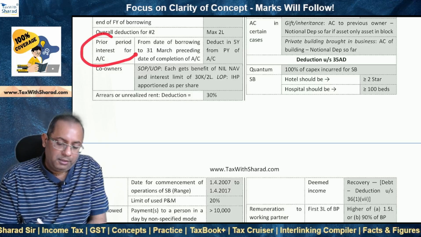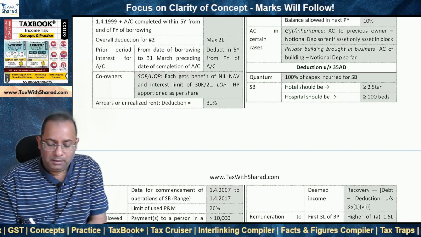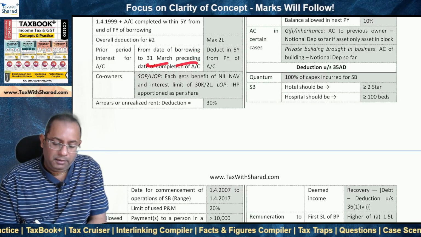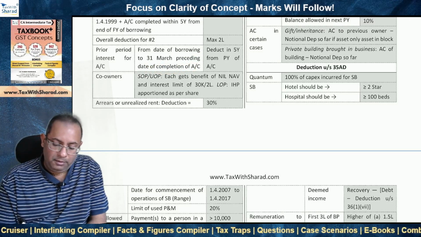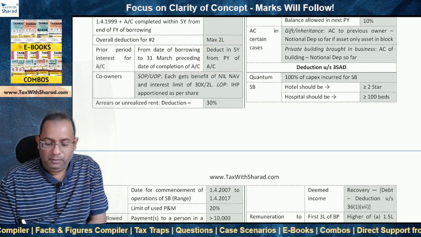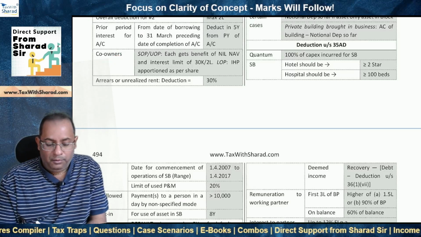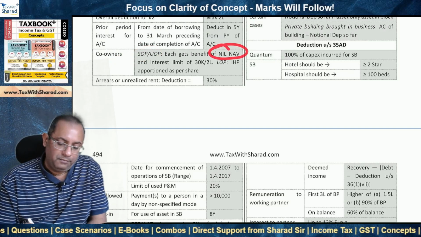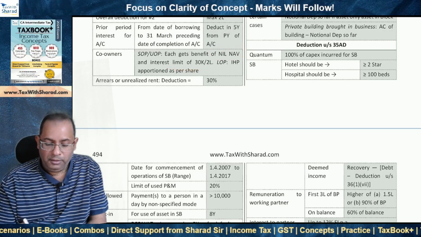Now, prior period interest is allowed as deduction in the case of acquisition or construction. Prior period interest is from the date of borrowing to the 31st March preceding the date of completion of acquisition or construction. And the interest is deductible in 5 equal annual installments starting from the previous year of acquisition or construction. In the case of co-owners, where it is a case of SOP or UOP, each co-owner gets the benefit of nil NAV, and also the interest limit of 30,000 or 2 lakh is available to each.